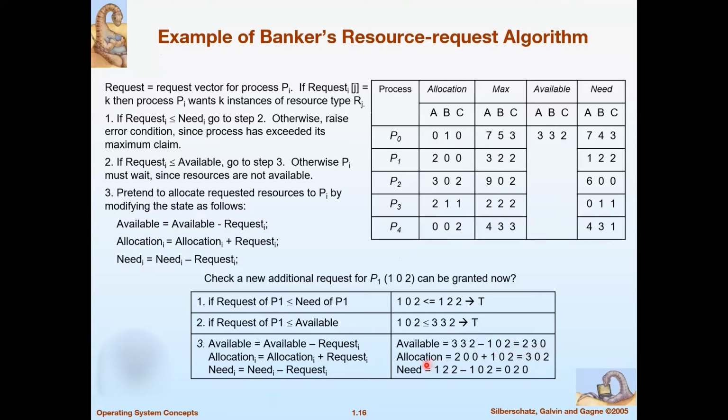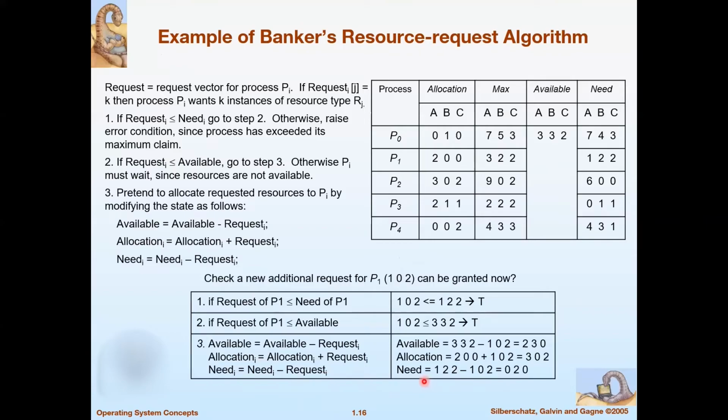Then allocation of P1 will change, that is 200 plus 102 is equal to 302. Here 200 was the previous allocation of P1. If the request for P1 is granted, then allocation will increase by the number of resources requested by P1. Similarly, need for P1 will also decrease by the number of resources requested by P1.